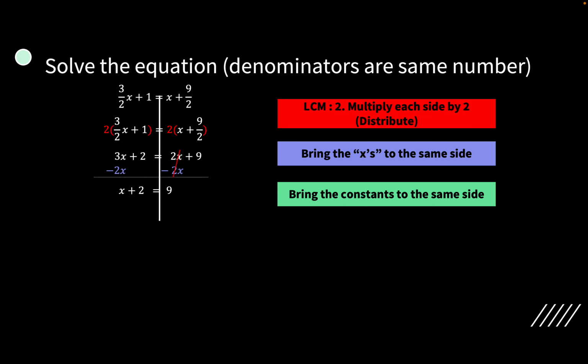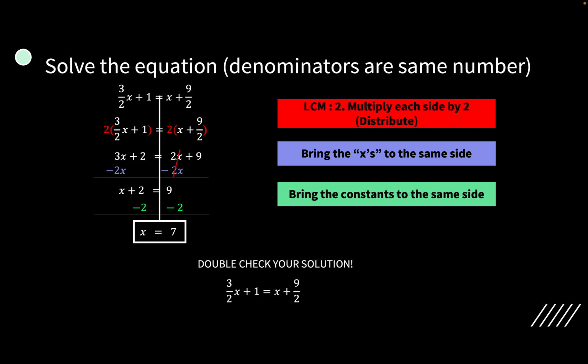Now I got to bring the constants over to the same side. So I'll subtract 2 on both sides, and I'll have a final solution of x equals 7. Now we can double check our solution.